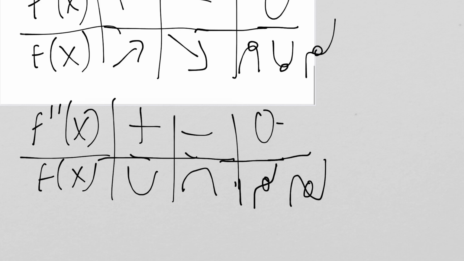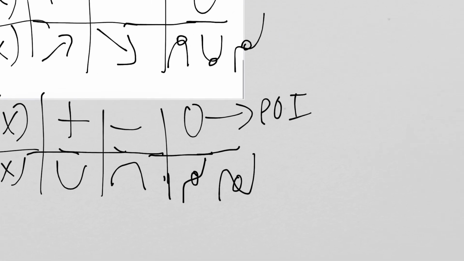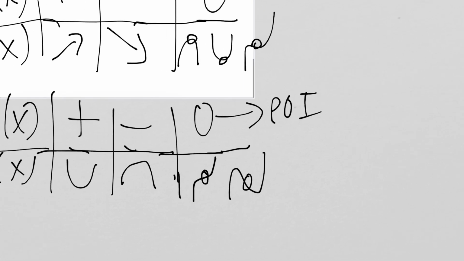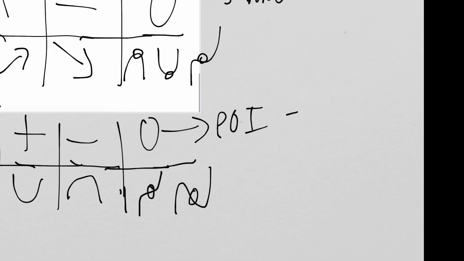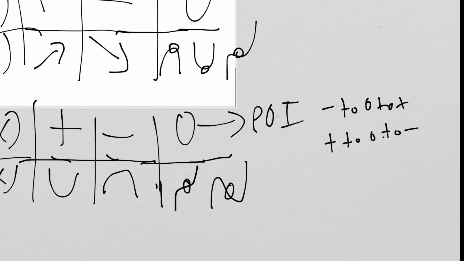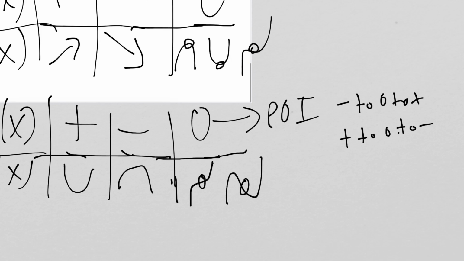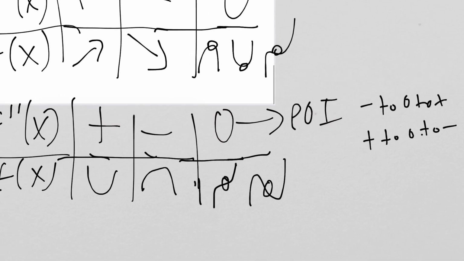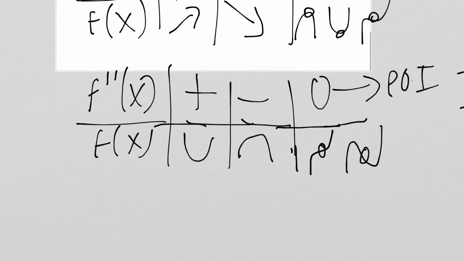Okay, it's a POI. The important thing here though is that there has to be a sign change that occurs. So it's not enough for it to be 0. It has to either go from negative to 0 to positive, or positive to 0 to negative. And that's an issue that won't really come up till next year. For now, it's just important for you to know that points of inflection occur when f double prime is equal to 0, when it's positive, concave up, when it's negative, concave down.